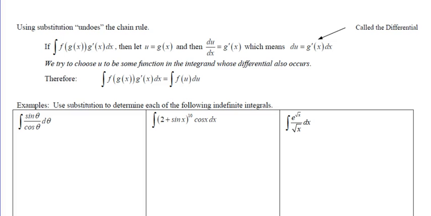So using substitution undoes the chain rule. If the integral of f of g of x times g prime of x dx is in that form and we let u equal g of x, then du over dx equals g prime of x, which means du is equal to g prime of x dx, called the differential. We try to choose u to be some function in the integrand whose differential also occurs. And we end up with this integral simply being a function of u times du.